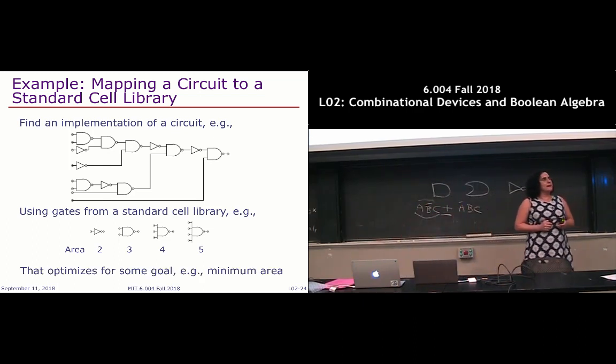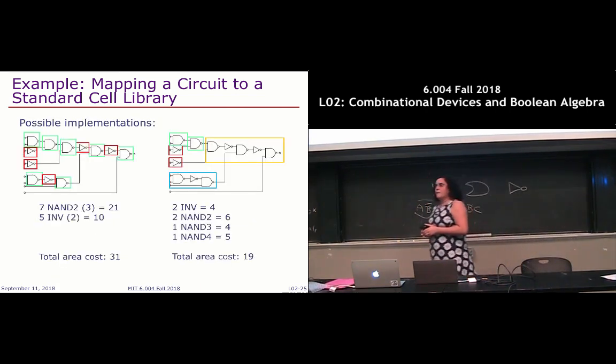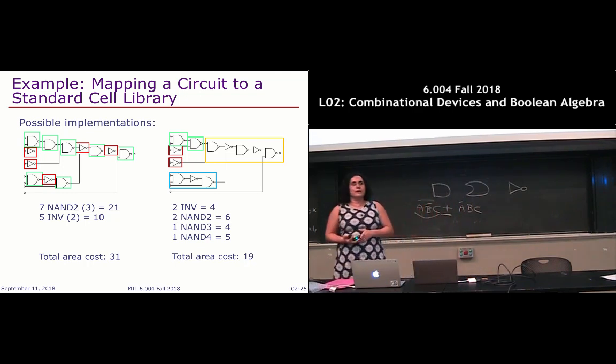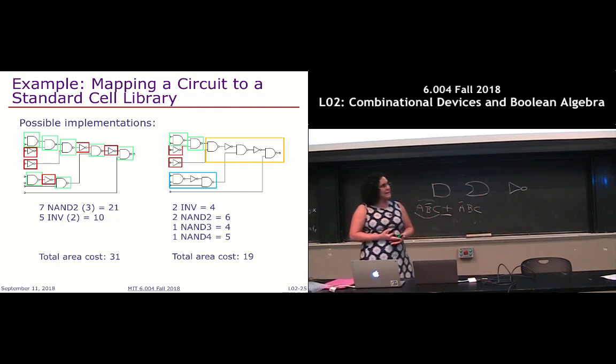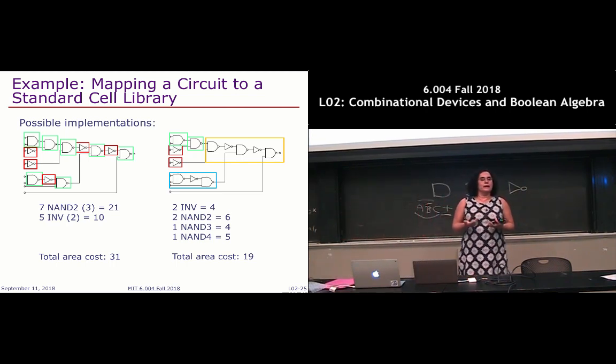Suppose that I was trying to now optimize for minimum area rather than minimum delay. Well, I have a number of choices of how to cover all of these gates. So here are 2 examples of how I might cover these gates using the target library that I have. I can either cover each of the NAND gates individually, which will end up with a total of 7 NAND gates and 5 inverters for a sum of 31, which is my cost for my area.